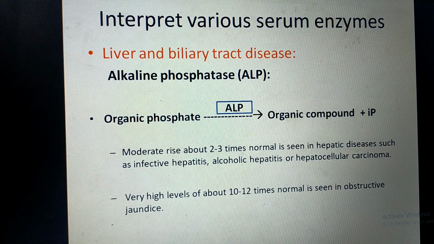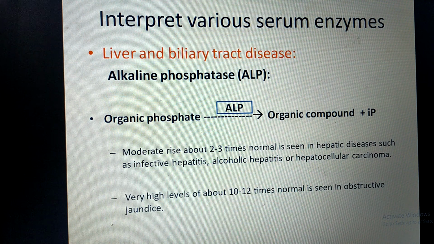Alkaline phosphatase catalyzes the reaction in which it removes the phosphate from any organic phosphate compound and makes this inorganic phosphate available for various reactions and deposition in bones. A moderate rise of alkaline phosphatase, about 2 to 3 times the normal, is seen in hepatic disease, infective hepatitis, alcoholic hepatitis or hepatocellular carcinoma. The levels are increased to a very high level of about 10 to 12 times the normal in obstructive jaundice.